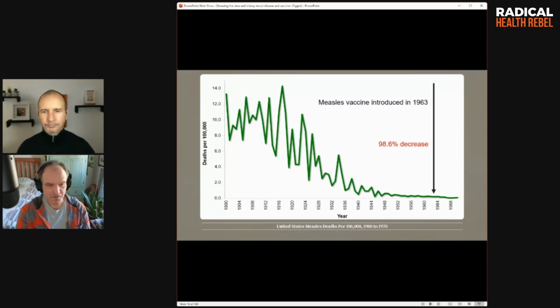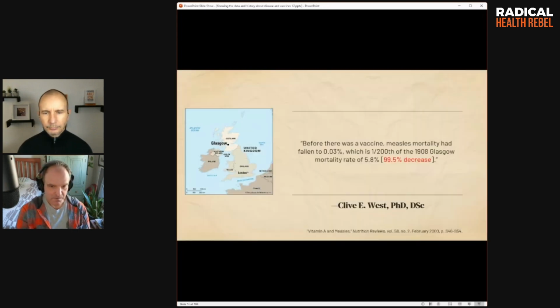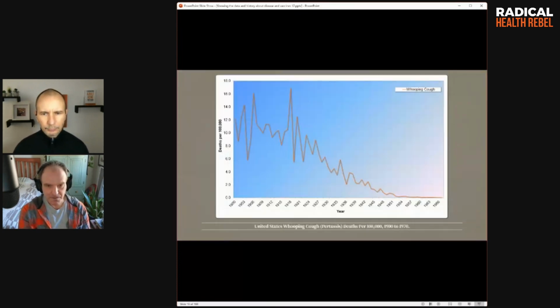If you spread measles around, we're going to go back to the time when people were just dropping dead in the streets. And so here's an example of a place, Nutrition Reviews in 2000, where they noticed in Glasgow a 99% decline in mortality from measles before there was a vaccine. So you can find it in the medical literature, but not very often.